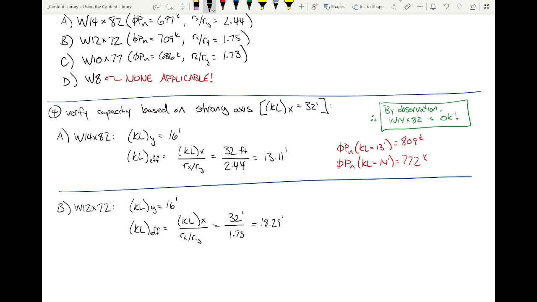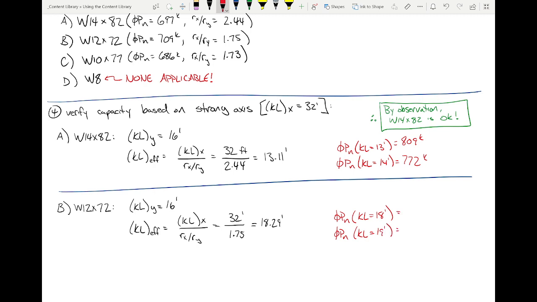Okay. Now, help me out with this column. Which axis governs for this column? The weak axis or the strong axis? Strong. The strong axis governs, right? Do I need to look at the values in the manual? Yeah, I do. So what I need to do is say, okay, phi Pn at KL is 18 feet, and phi Pn at KL is 19 feet.